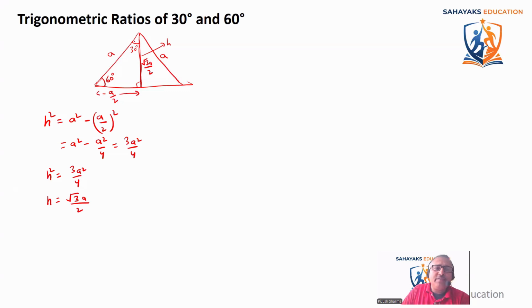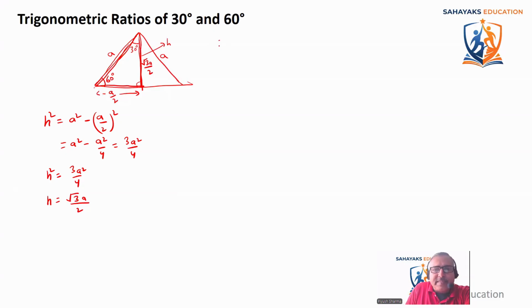Okay, now we have the values available. Basically, we have the hypotenuse, the base. I'm considering this as the hypotenuse because it is opposite to the right 90 degree angle. This is the hypotenuse, this is the base, and this part is the perpendicular. Now again, let's find the values for 60.